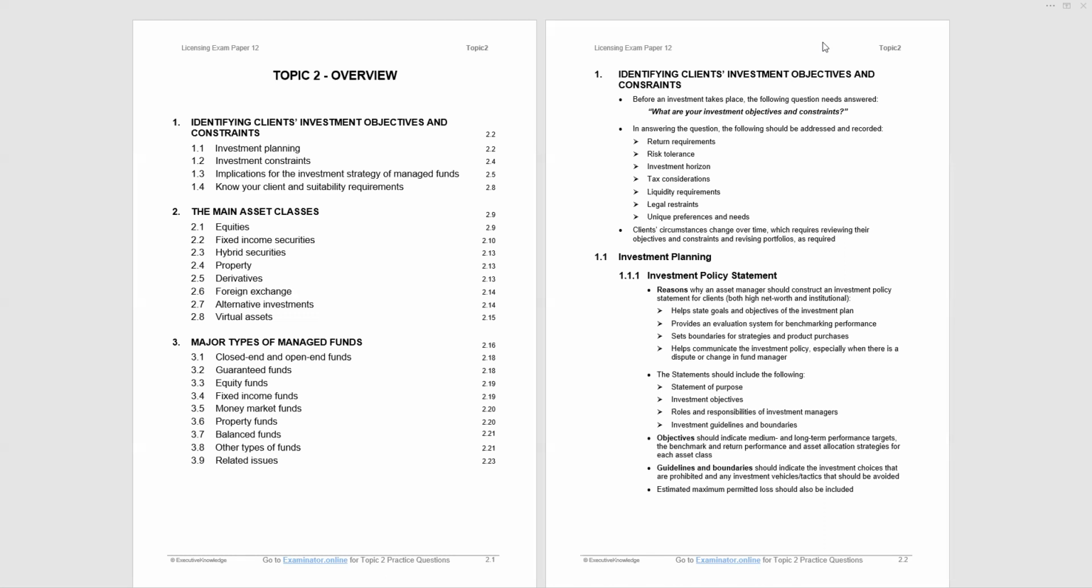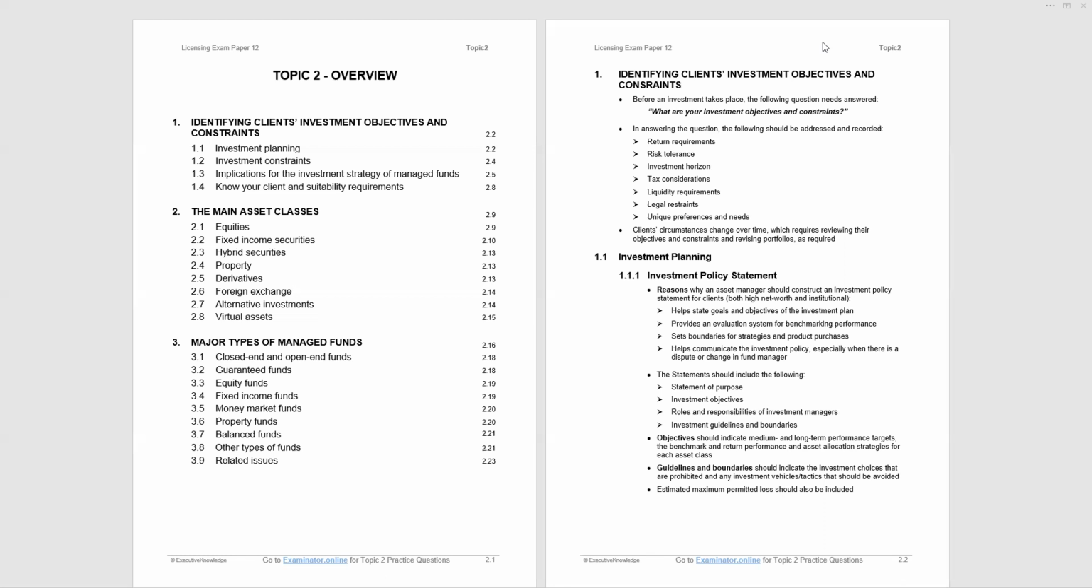Let's start. Top of page 2.2, identifying client investment objectives and constraints. And we're told that before investment takes place, the following question needs to be answered. What are your investment objectives and constraints? Now, what are the objectives? There are two objectives, and they are the first 2 points on the list: return requirements and risk tolerance. That's your objectives. You want a return and you want to maintain a certain level of risk, and we'll be covering those much more later.